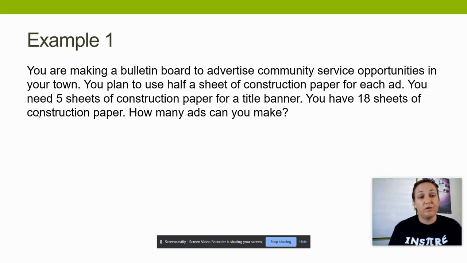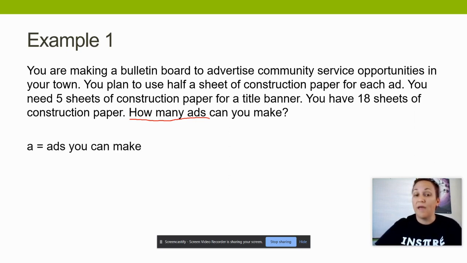So just like on our word problems from the first video, we're going to start by reading the sentence so that we can figure out what variable we're using and what we're trying to solve for. So in this problem, we are trying to find out how many ads we can make. So that's what our variable needs to represent. Again, you can use the letter X every time if that's what you're most comfortable with. Or I'm going to use the letter A because ads starts with the letter A. And that will also help me remember what it stands for.